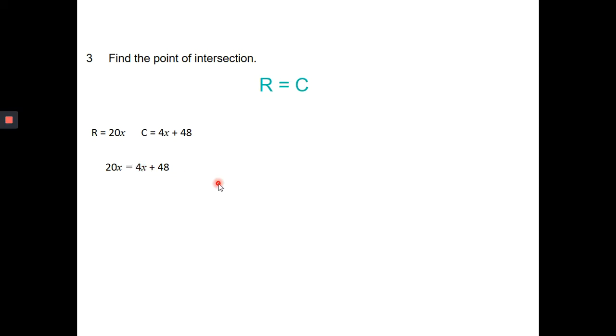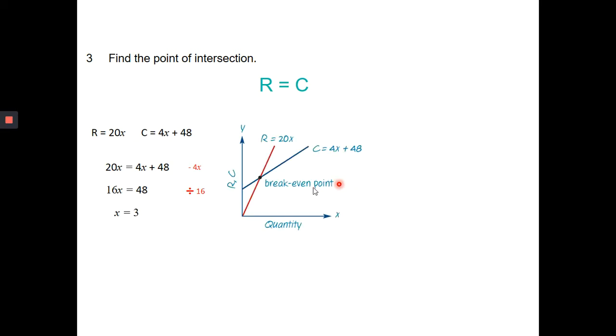So now I could use solve on my calculator. I've got an equation that's only got one unknown in it, hasn't it? So I could take away 4x from both sides. Get 16x equals 48. Divide by 16 gives me x equals 3. So there's the break-even point when x equals 3.